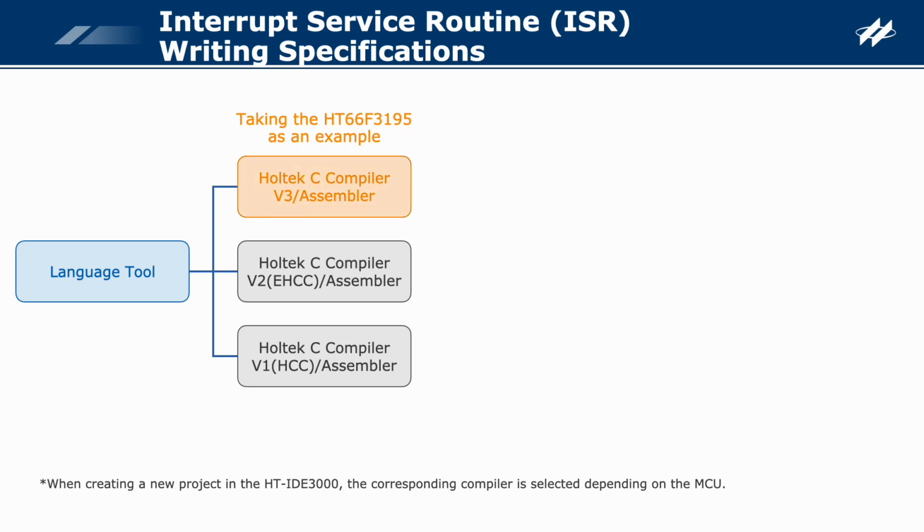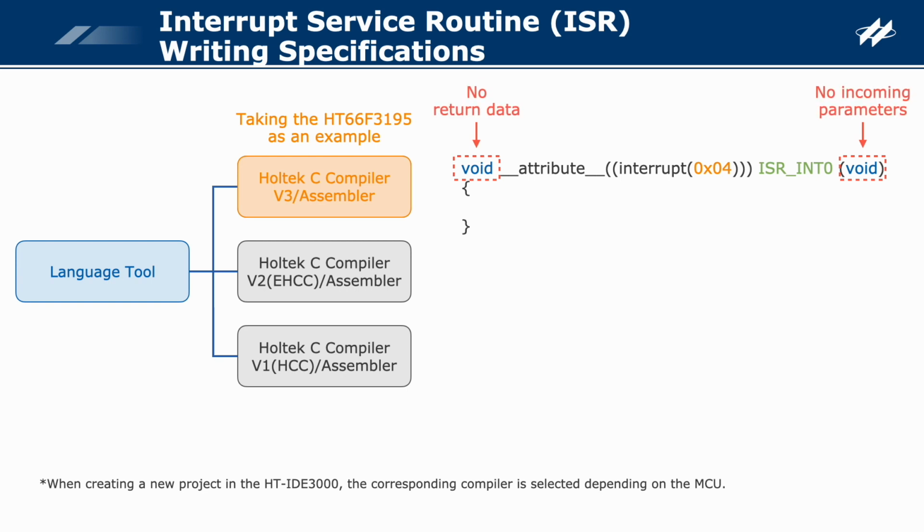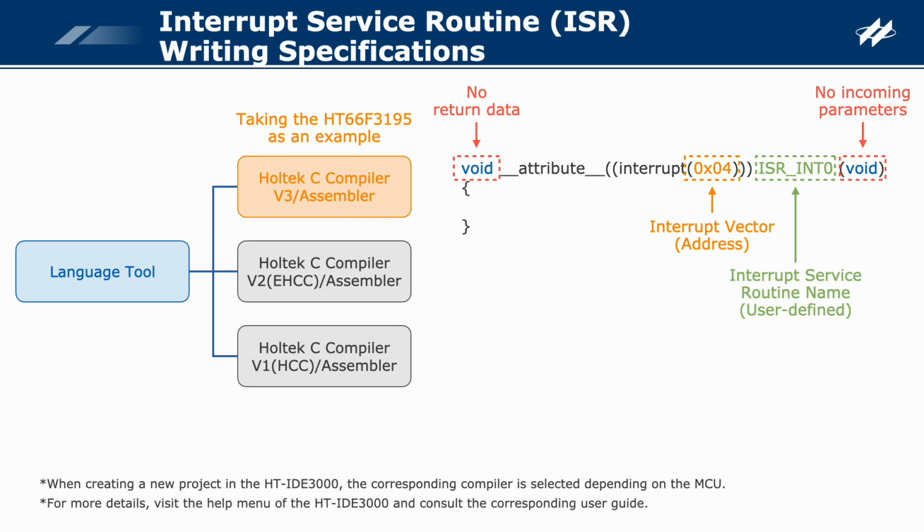Take the HT66F3195 as an example. This device supports the Holtek compiler version 3 assembler. First, the compiler's interrupt service routine returns no data, and it cannot accept any parameters. Then fill in the corresponding interrupt address and custom interrupt service routine name. For more details, visit the Help menu of the HT8 3000 and consult the corresponding user guide.